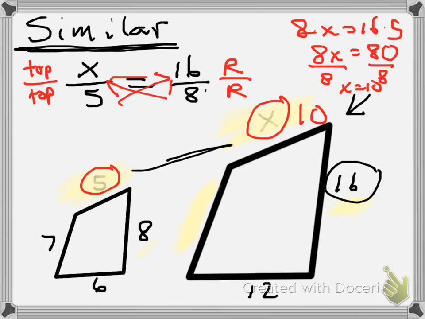And let's see if that makes sense. Well, another way you can think about it, look at, here's 8, here's 16. Well, 8 times 2 is 16. If we look at the bottom, 6 times 2 is 12. So 5 times 2 is 10. There you have it. That's all there is to finding missing sides of similar shapes. This only works if shapes are similar. But you're done.